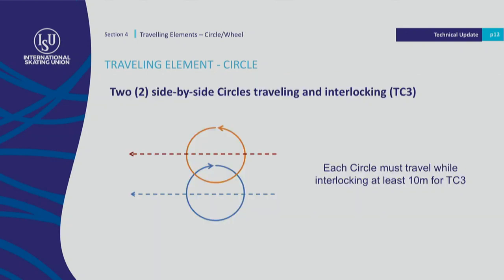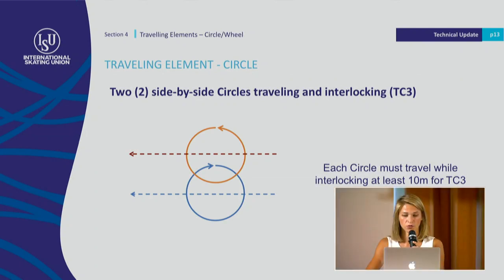Let's move on to the new options for the traveling circle. The new option for traveling circle level 3 is two side-by-side circles traveling and interlocking. Each circle must travel at least 10 meters while interlocking. You can see the diagram and it's quite clear.